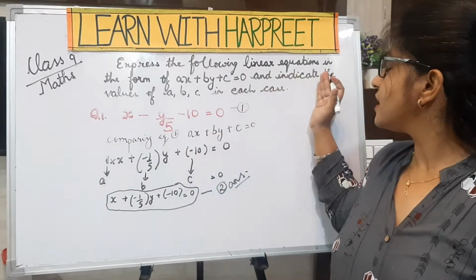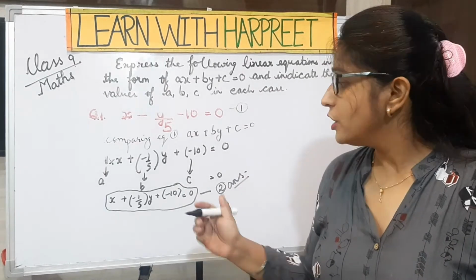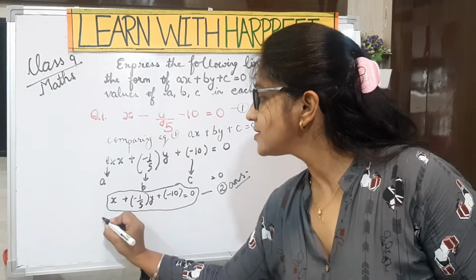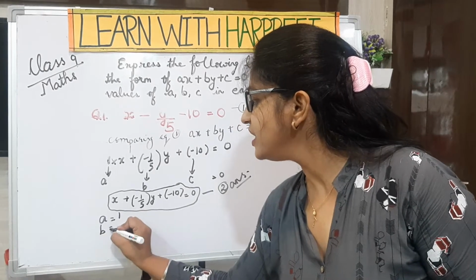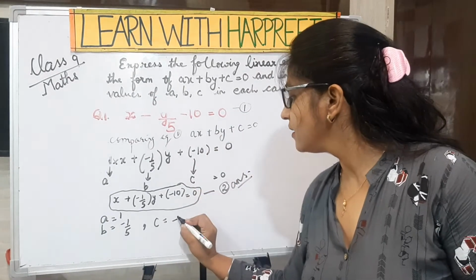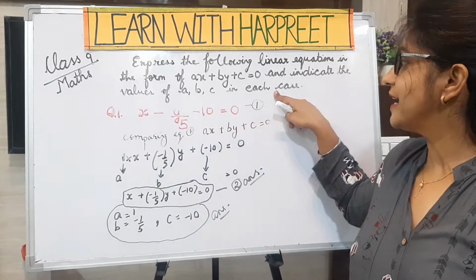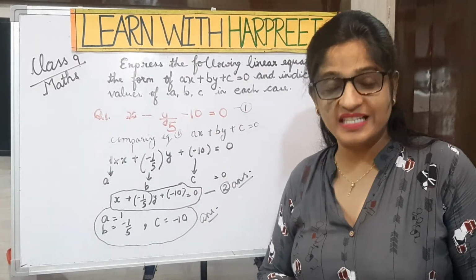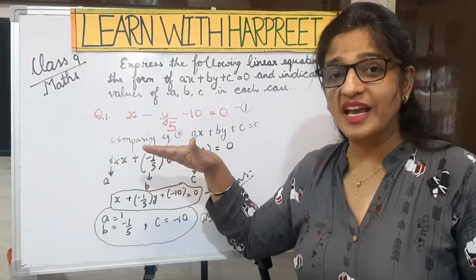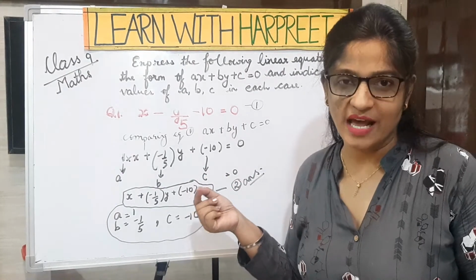Now comes the next half of the question: indicate the values of constants a, b and c. When you compare this equation with ax plus by plus c, constant a evaluates to 1, constant b evaluates to minus 1 by 5, and constant c is minus 10. So this is the answer to the second part of the question, where I have evaluated the values of a, b and c in the linear equation which I framed myself in the form of ax plus by plus c is equal to 0. Let us understand this concept with one more simple example.